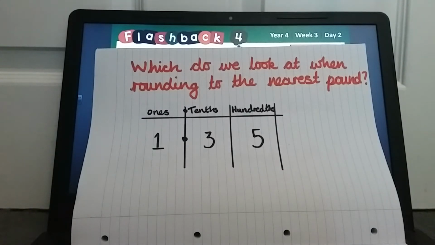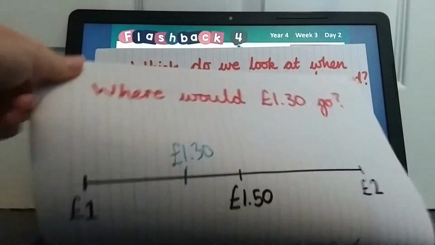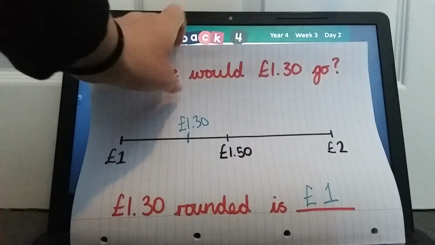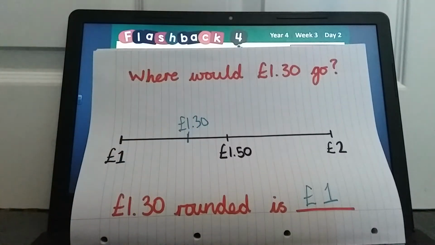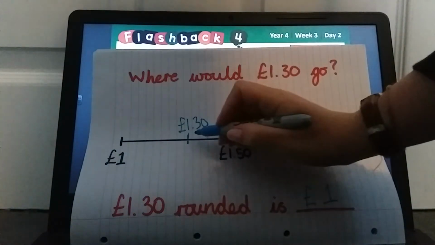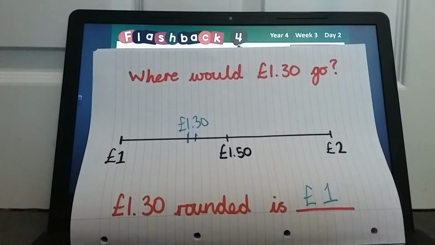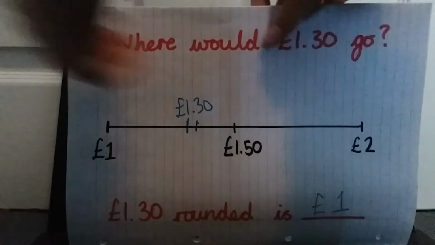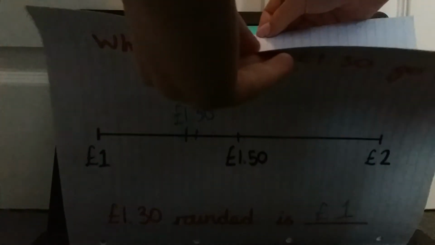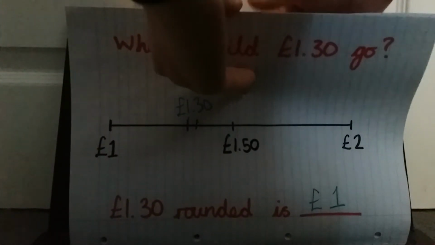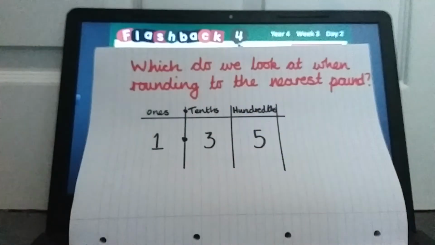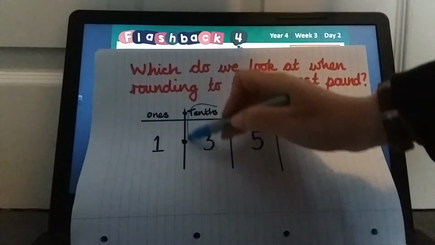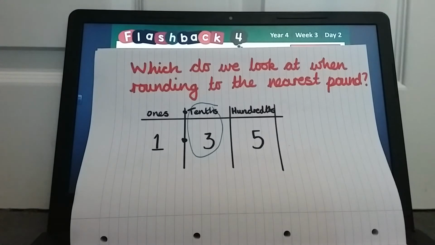So which column do you think we're going to be looking at? If we go back to our original number line, we know that £1.35 would be just after the £1.30. So we know that that's still closer to the £1 than the £2. So we have rounded down. Ooh, let's just find it again. So which column do you think we're going to be looking at to tell us whether we are rounding up or down? Well done, we're going to be looking at the tenths column to tell us if we're rounding up or down.